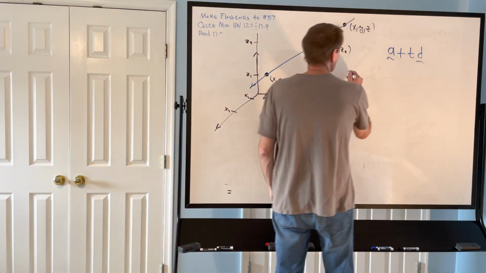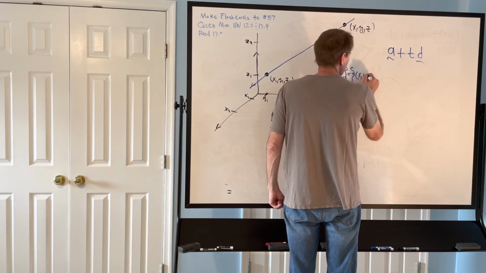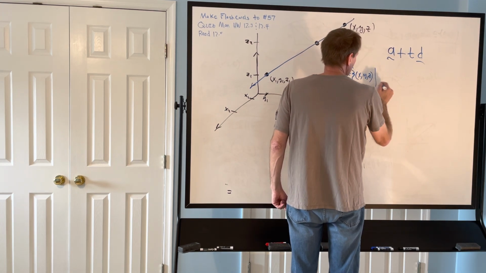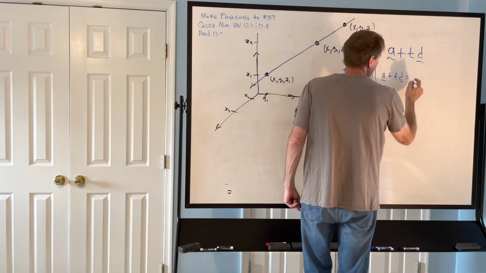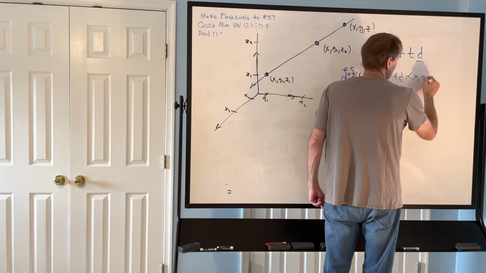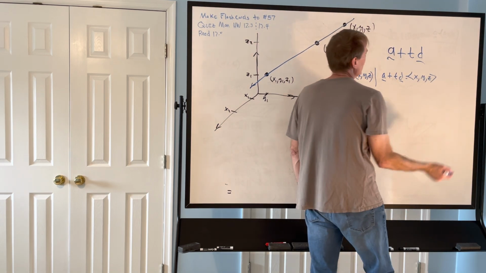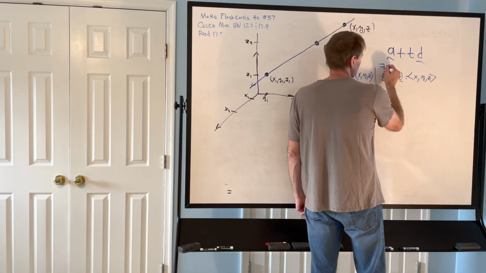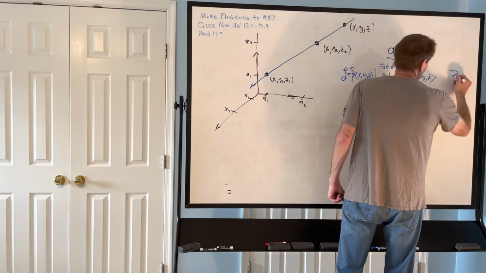So my L will be all the points x, y, z such that A plus TD is equal to the vector x, y, z. Okay, I kind of forgot there exists a t that's an element of the reals. That makes that true.